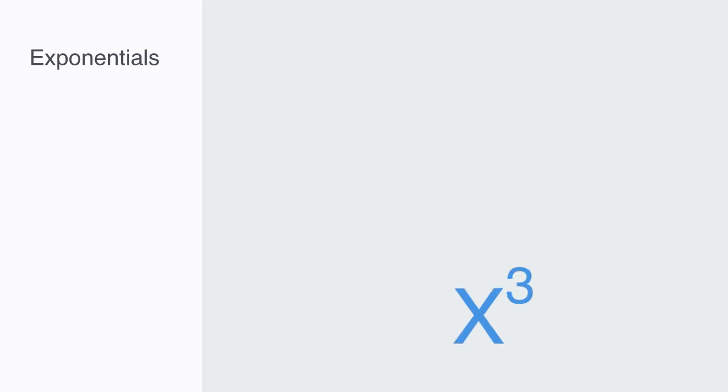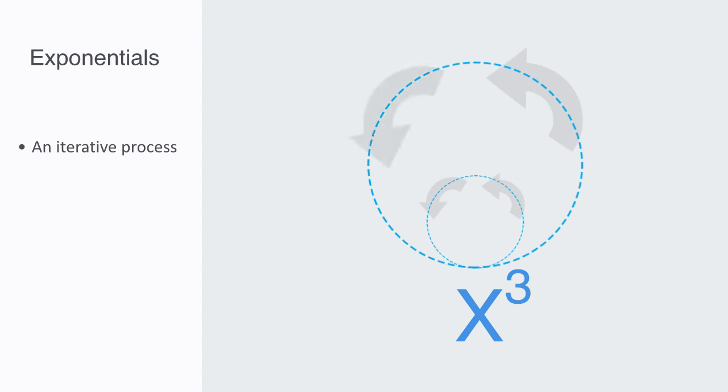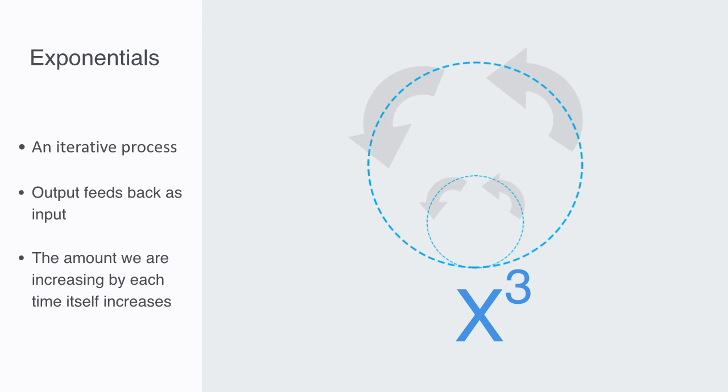The exponential symbol describes how we take a variable and multiply it by another, not just once, but we in fact iterate on this process, meaning we take that output and feed it back into computing the next output. Thus, the amount we are increasing by each time itself increases. So let's take a quick example of exponential growth so as to give us an intuition for it.